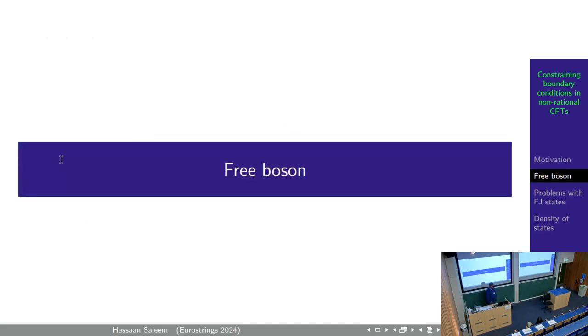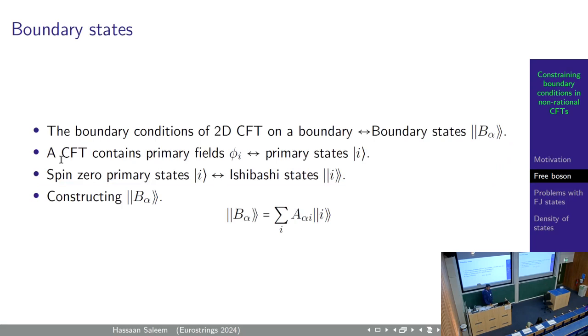Okay. So this is a small review of what boundary states are and how they are constructed. As you know, if you have a two-dimensional CFT, you can talk about the boundary conditions in terms of boundary states, and we do know that a CFT contains primary fields when it has primary states, right? And if you want to construct a boundary state, which is referred to as B alpha here, you need to construct it in terms of some basis states which are called Ishibashi states, and Ishibashi states correspond to zero spin primary states. Okay. So these A alpha i's are just coefficients that you have for different boundary states.